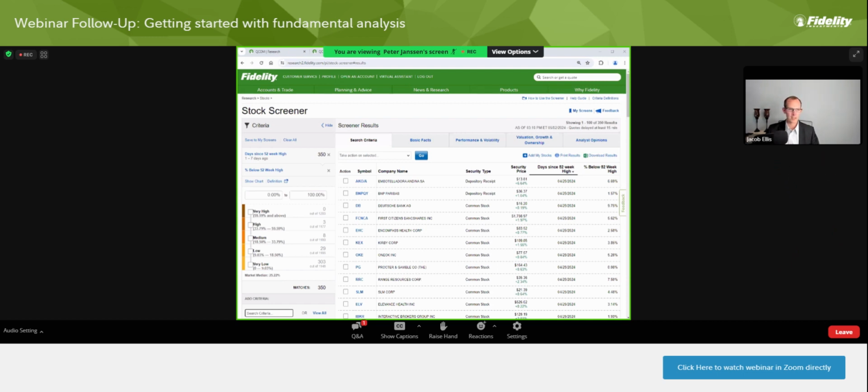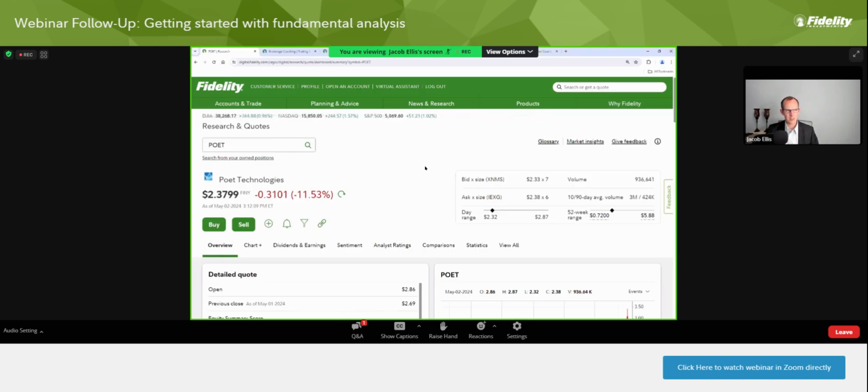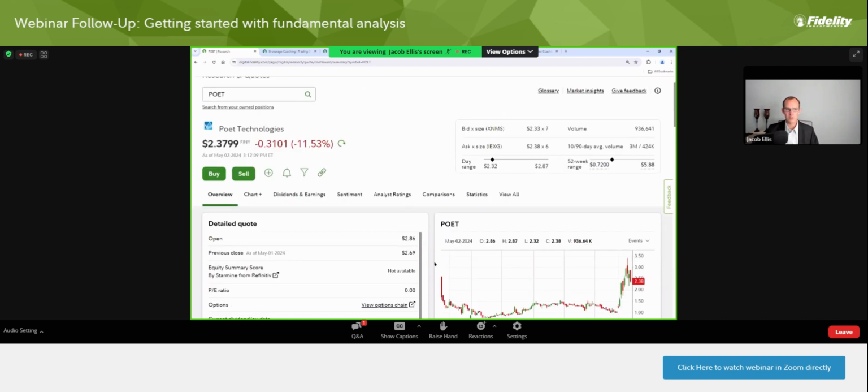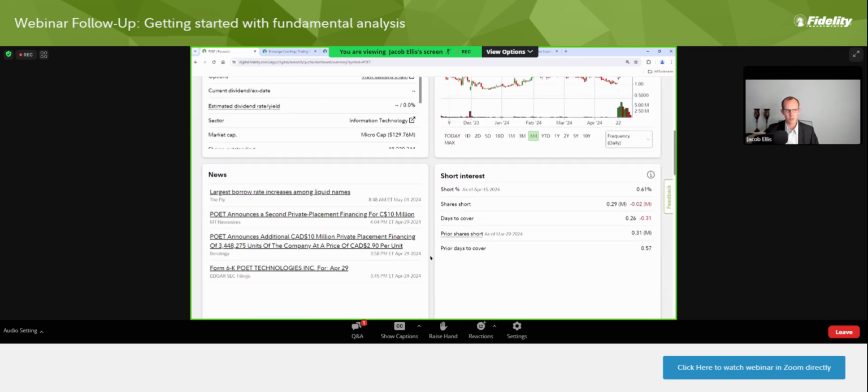The next one was actually a specific question for security. Let's go ahead and dive in and take a look at this. Let's see, that should be popping up for us now. The question was for this security, POET is the symbol, Poet Technologies, not one I had looked at previously. Baida says that there's some news on it that's kind of confusing, hard to follow. Maybe we could take a look at it.